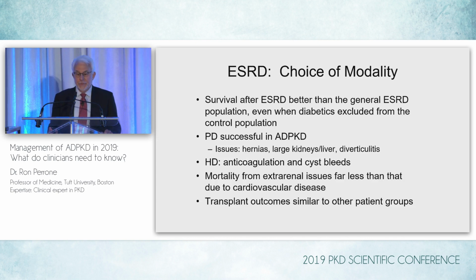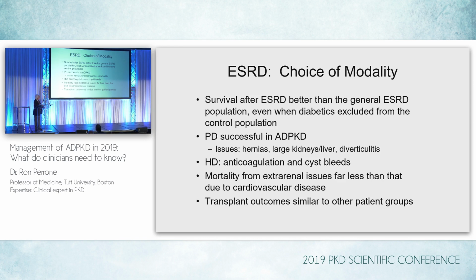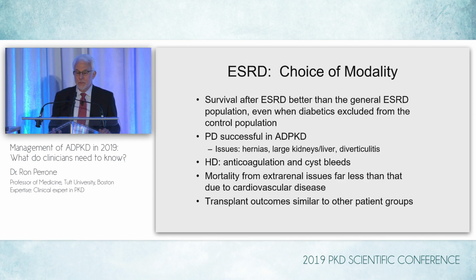The choice of modality for ESRD is important. First, we know that survival after ESRD is better than the general ESRD population, even when you exclude diabetics from the control population. Peritoneal dialysis has been used extensively in ADPKD and has a high success rate. There are issues with hernias, with large kidneys and liver, and diverticulitis. In Hong Kong, PD is the primary modality for all patients with ESRD, and a number of studies demonstrate very good outcomes in PKD patients.